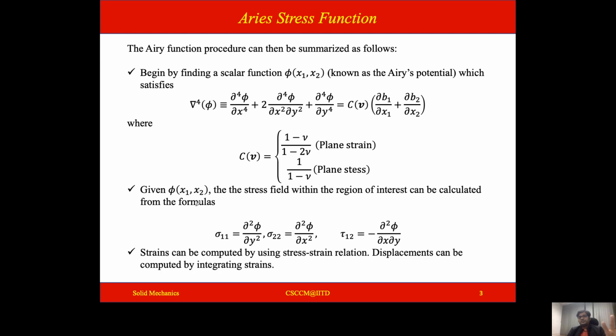So how Airy stress function is used. We have this equation, and how we arrive at this equation I will show you in a little while. On the left hand side you can see that it is a fourth order equation in phi, and this is known as Airy potential or a scalar function. This is a scalar function, and then we have a fourth order equation on the left hand side, and on the right hand side we have the body force terms.